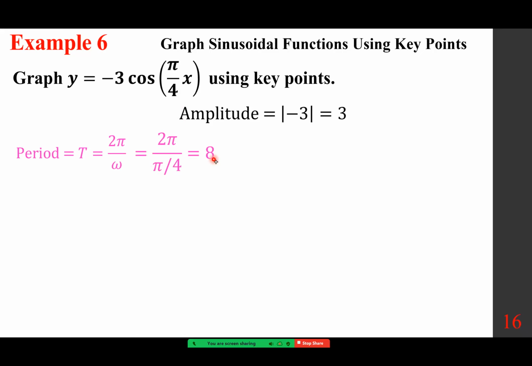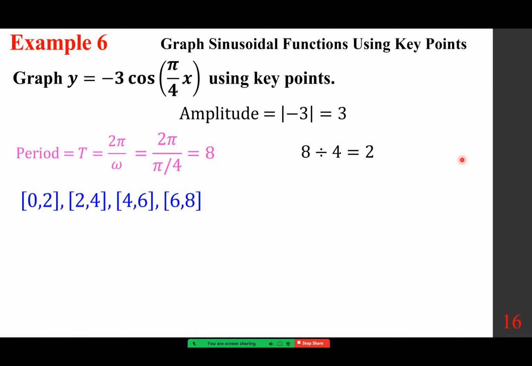You're going to cut this into 4 equal pieces. You get 2. Which means we're going to go from 0 to 2, 2 to 4, 4 to 6, 6 to 8. Now again, for now, the beginning is 0. Later on in other sections, we see that it may not start with 0. And so we plug in.